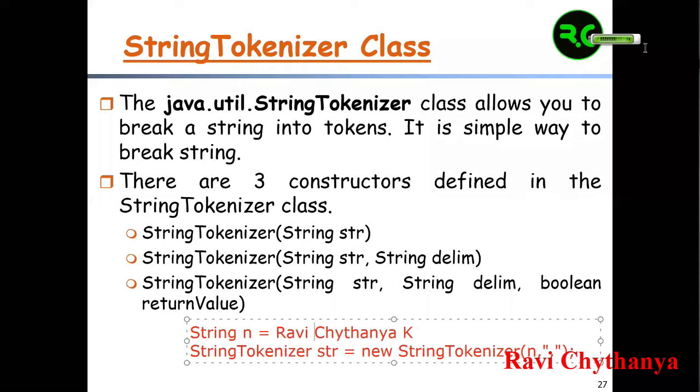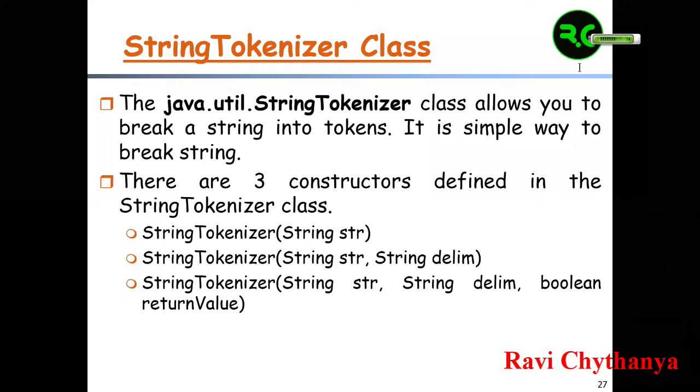So let us move on to the constructors. It has three constructors. The first constructor takes only a string, as we have already seen. The second constructor takes a delimiter which has been specified as a separator for the words in the given string. And the third one takes a boolean value, if you have mentioned it over there.